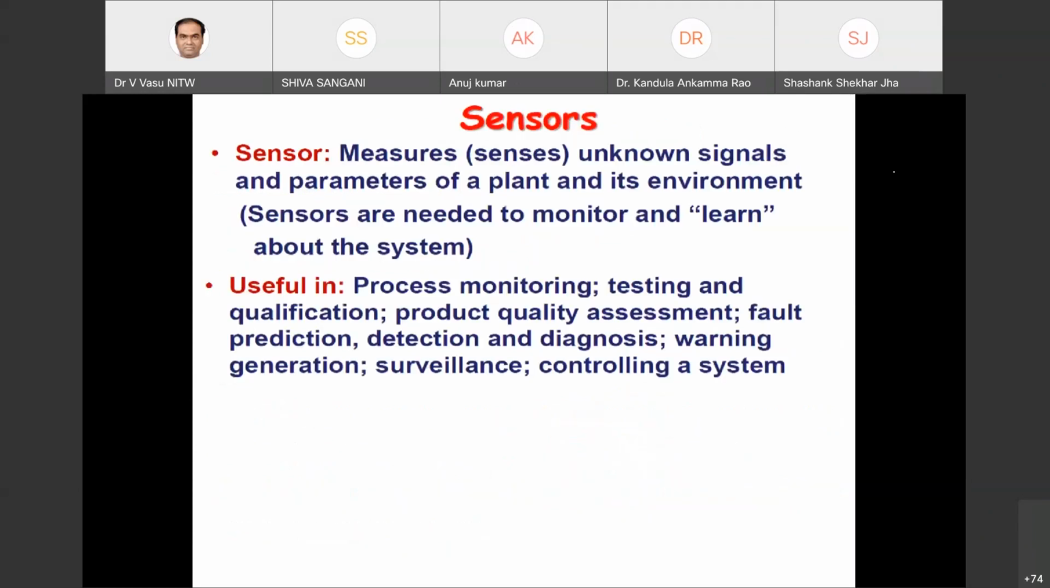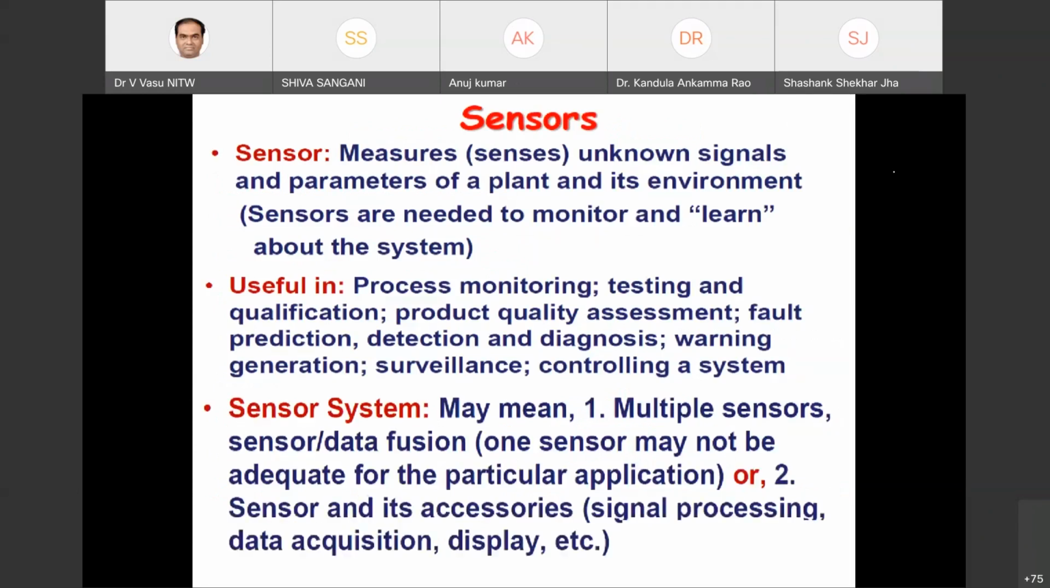So we will see the definition of the sensor. The sensor measures unknown signals and parameters of a plant and its environment. This is the definition we are going to have. We will discuss the different main uses of sensors. At the same time, we will also discuss multiple sensor fusion, which is one of the advanced topics in Industry 4.0.